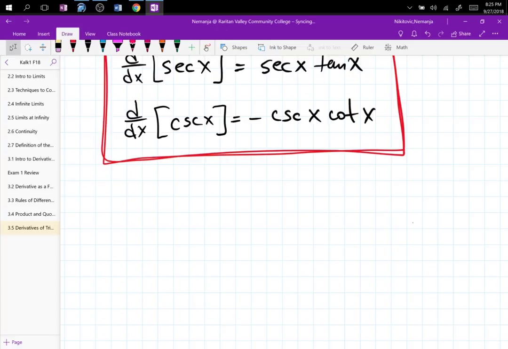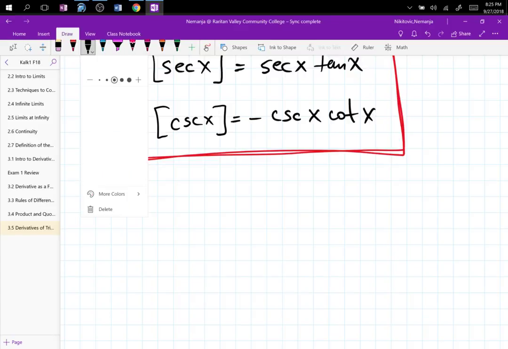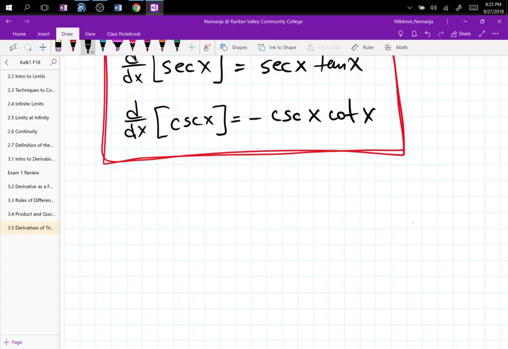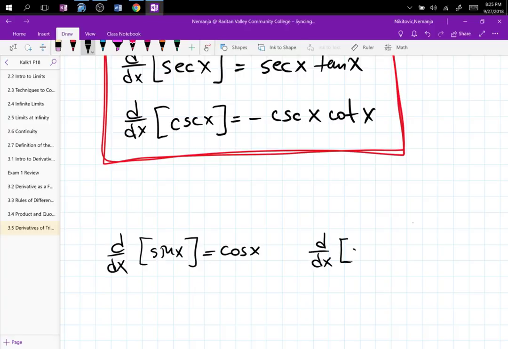So, I'm going to write these, but now I'm going to write like this. So I have the derivative of sine x is cosine x, and the derivative of cosine x is negative sine x.